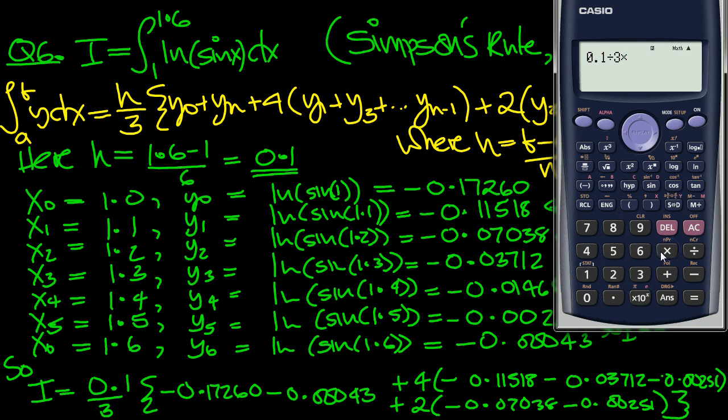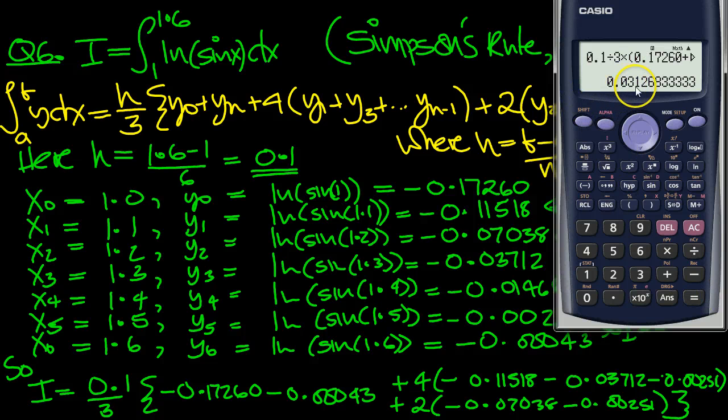0.1 divided by 3 times bracket, 0.17260 plus 0.00043 plus 4 times bracket 0.11518 plus 0.03712 plus 0.00251, close the bracket, plus 2 times open bracket, these two numbers now, 0.07038 plus 0.00251, close that bracket, and then close the final bracket, and now press equals.